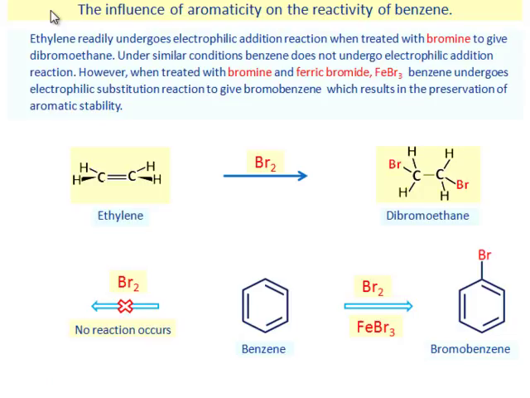The influence of aromaticity on the reactivity of benzene. Ethylene readily undergoes electrophilic addition reaction when treated with bromine to give dibromoethane. Under similar conditions, benzene does not undergo electrophilic addition reaction. However, when treated with bromine in the presence of ferric bromide, benzene undergoes electrophilic substitution reaction to give bromobenzene, which results in the preservation of aromatic stability.